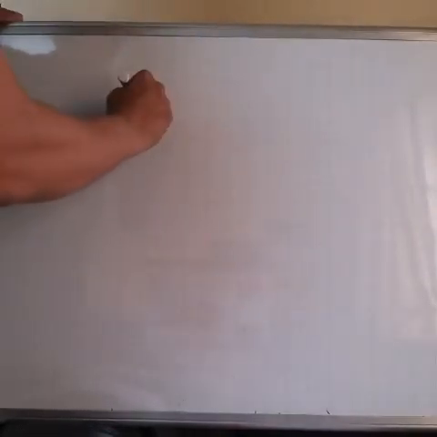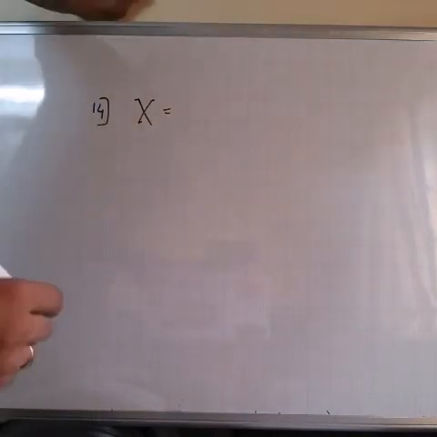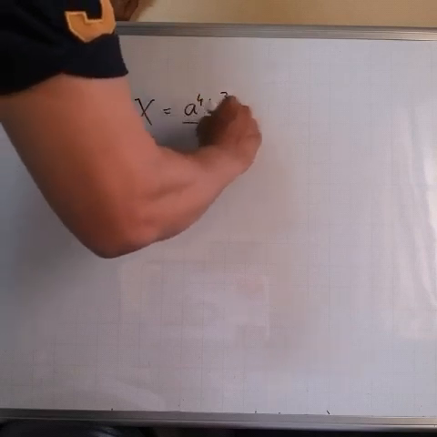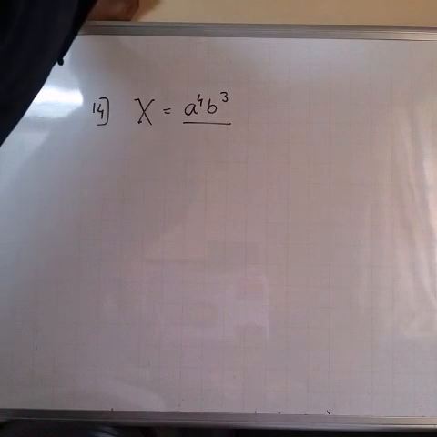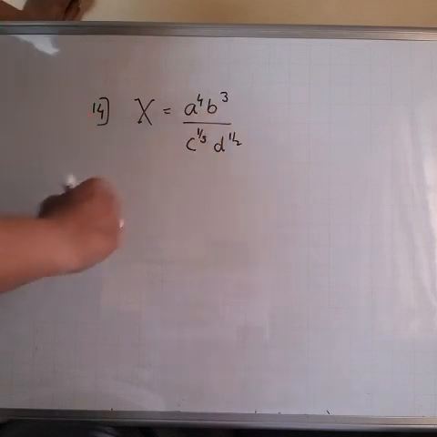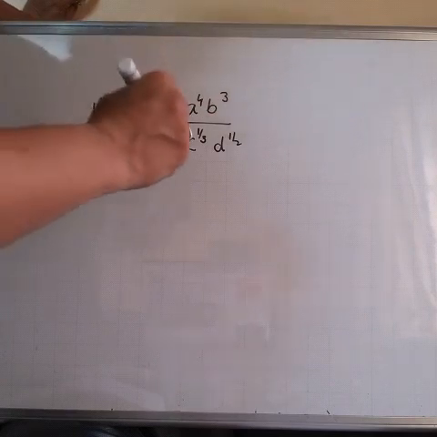Okay, let's talk about the 14th numerical. The 14th numerical asks if the formula for a physical quantity is given by x equal to a raised to 4 b cube upon c raised to 1 by 3 d raised to half. This is the formula of a physical quantity, and percentage error in measuring a.